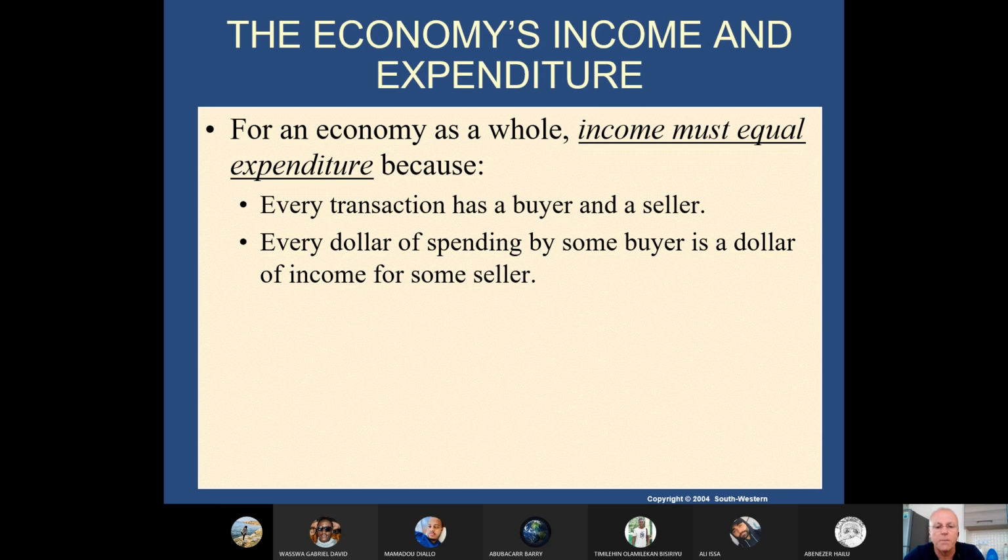And every dollar of spending by some buyers is a dollar of income for some sellers. Therefore, when you are thinking in this direction, as much as you are giving the wages more, this will, of course, be returned to the seller again for increasing and enlarging the economy in this direction.